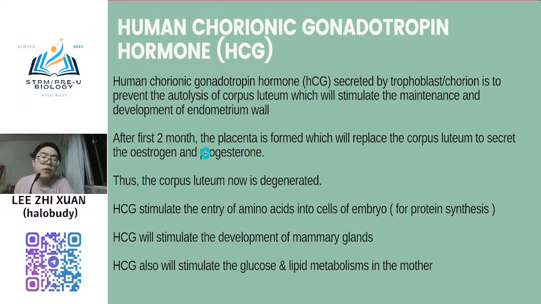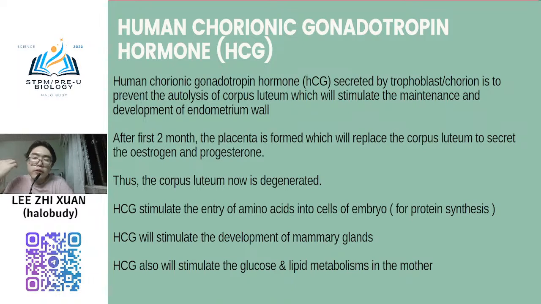Okay, so we go to the function. HCG is secreted by the trophoblast, or chorion. It prevents the autolysis of the corpus luteum and stimulates the maintenance and development of the endometrium wall. This hormone plays the role of preventing the corpus luteum from degenerating. You will remember that after menstruation, if there is fertilization, your corpus luteum will not degenerate. Why? Because of this hormone, HCG. This hormone can maintain the structure of the corpus luteum. And the corpus luteum degenerates if no fertilization occurs because there is no HCG hormone.